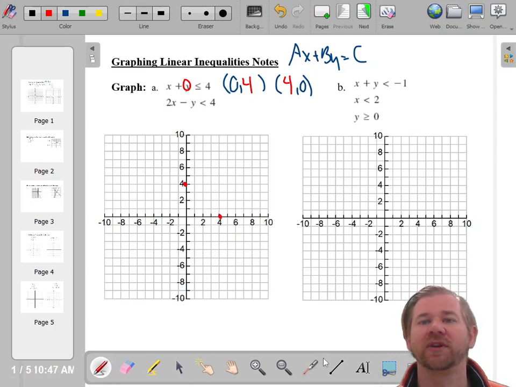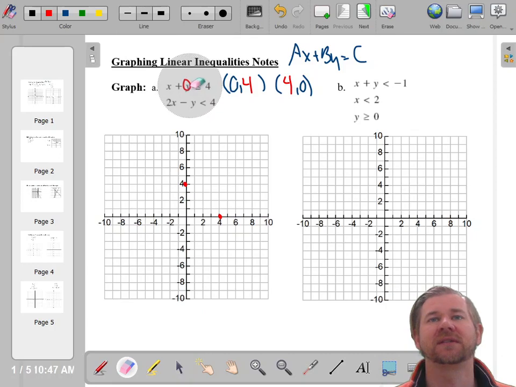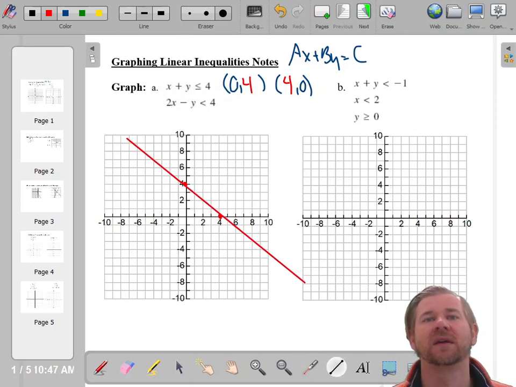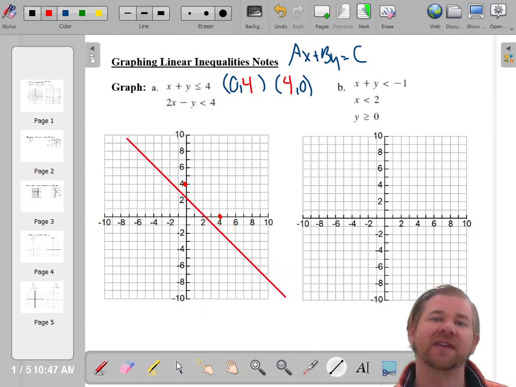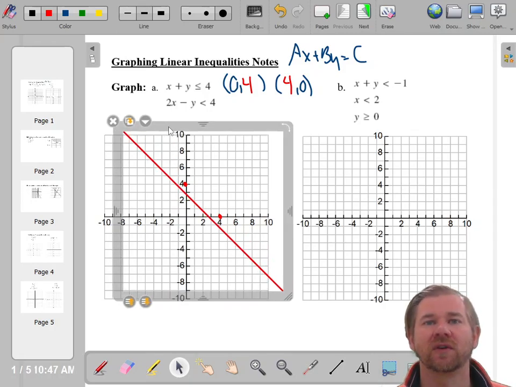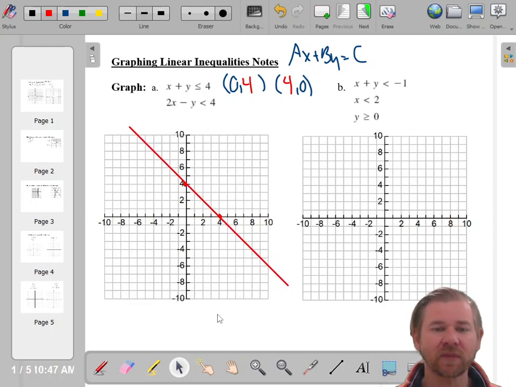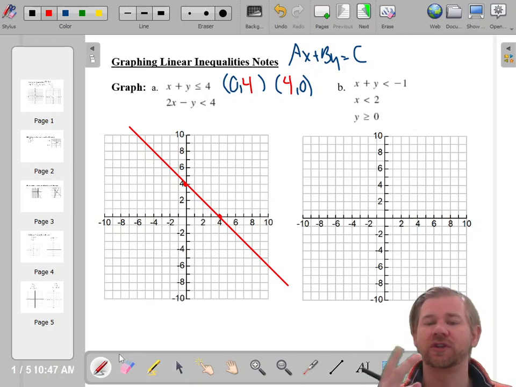And since you only need 2 points to graph a line, I got 2 points. I'm just going to graph those 2 points. Okay, you can see that the slope is negative 1 and the y-intercept is 4 if you convert it. That's one way to do it. Now, that's if you're just graphing a line. However, this is an inequality, so there's two things we need to look at.